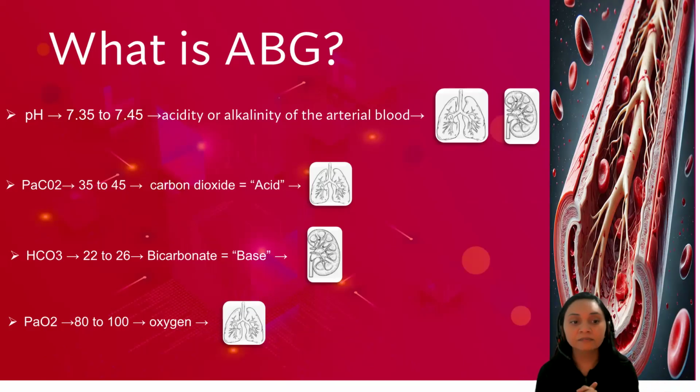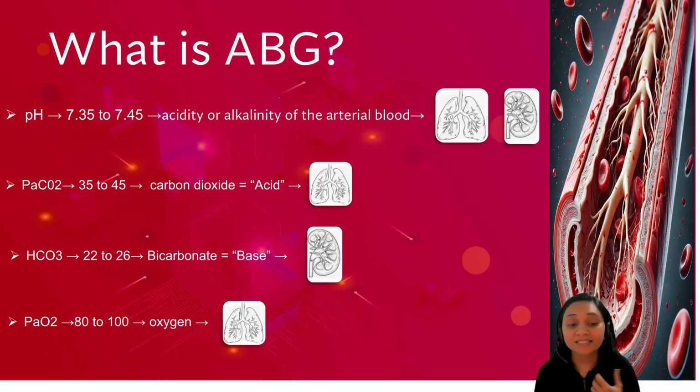The second component we have is PaCO2, which is the concentration of carbon dioxide in the arterial blood. The normal value for carbon dioxide is 35 to 45. And carbon dioxide is regulated by lungs. When we are thinking about carbon dioxide, think about acid. The more carbon dioxide the patient has in their blood, the more acidic the blood is. This will help you when we're going to do the acid base analysis.